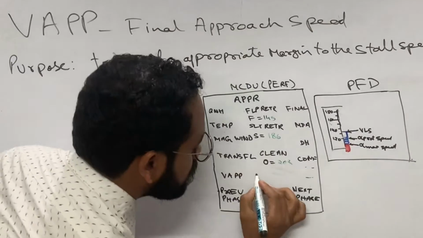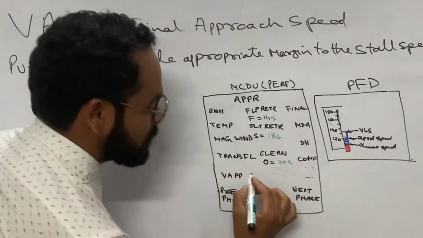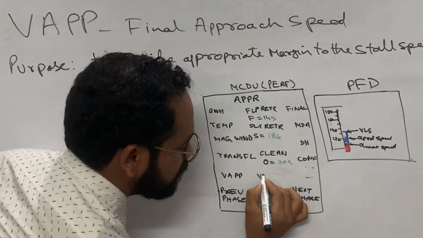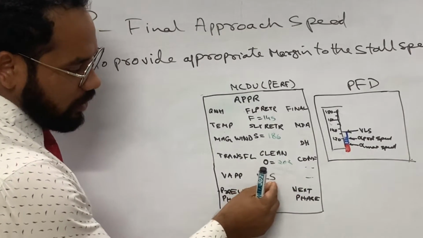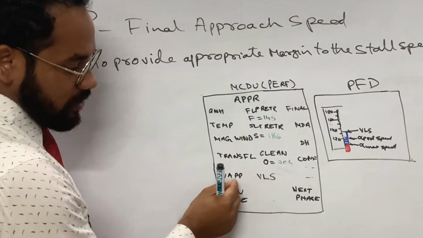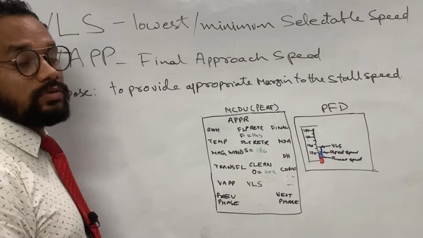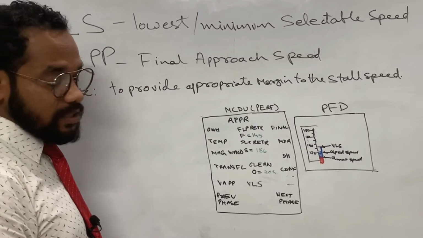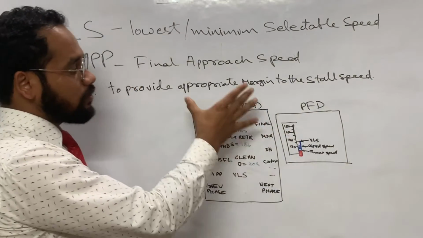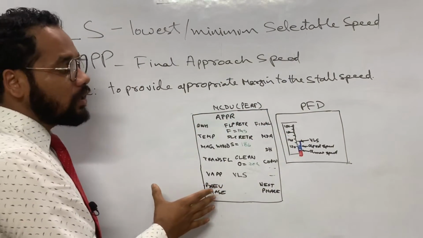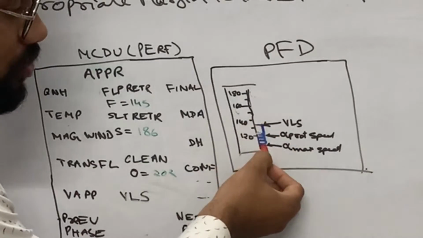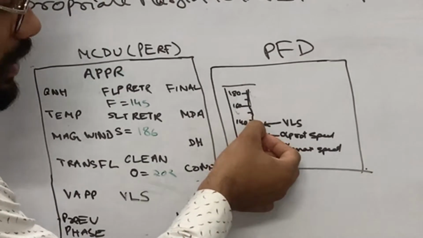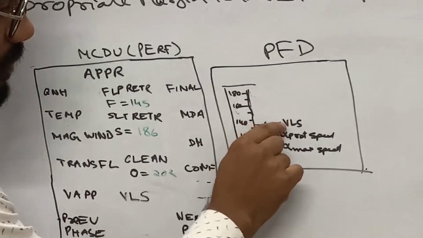On this approach page, the most important thing we are about to discuss is VLS. VLS is written in this area in blue color, and VAPP as discussed will appear here in blue color. Okay friends, now what we have discussed is where VLS is indicated. VLS is indicated on the PFD and on the MCDU as well, right? On the PFD, it is indicated by means of an amber strip. The top of the amber strip indicates the VLS, as we have seen.